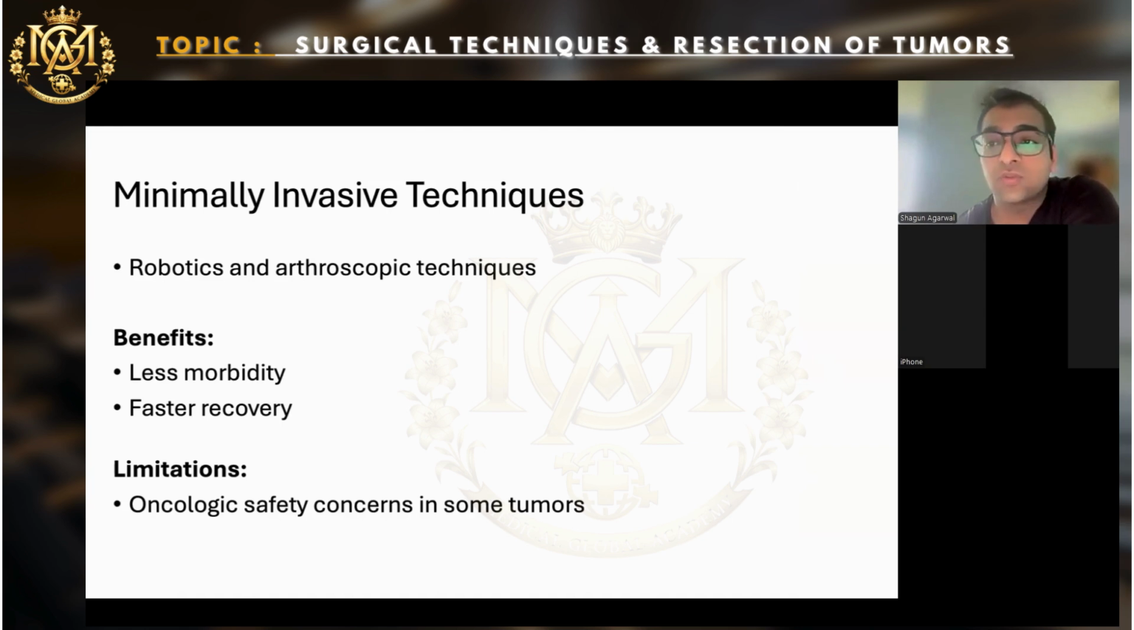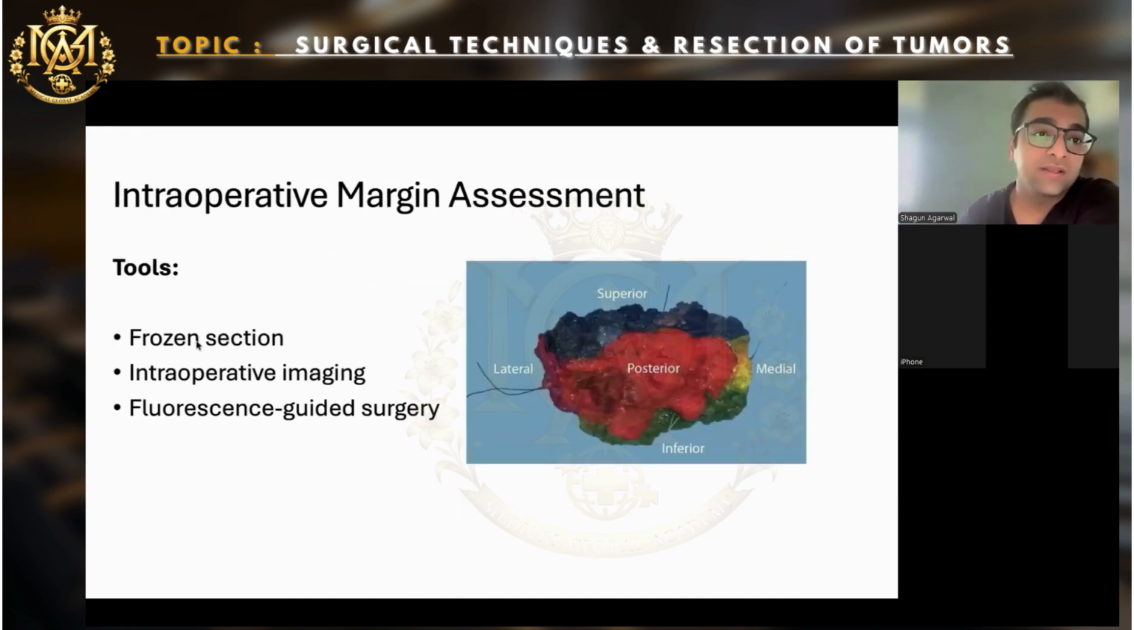And now, just to end, minimally invasive techniques, robotics, and arthroscopic techniques. We've talked about them previously a lot, so not going into the details. Just the benefits: less morbidity and a faster recovery. We all know that. But the limitations are oncological safety concerns and certain tumors. So you have to decide.